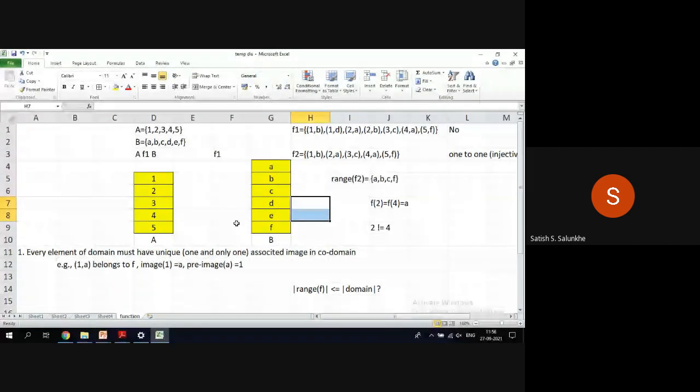When all the elements of the codomain have pre-images in the domain, then we say the function is onto, or it is also called a surjective function. I will again repeat: when all the elements of the codomain have pre-images in the domain, the function is onto, also called surjective. So coming to this, is the function f2 onto? Yes or no?